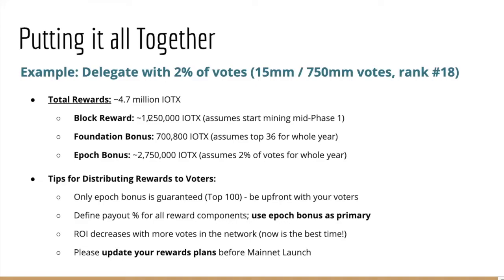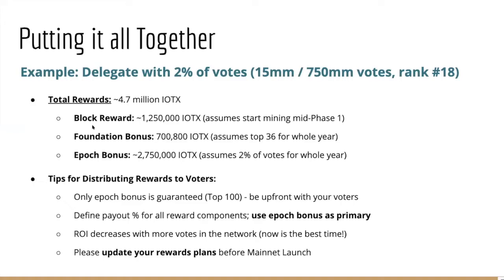So, just assuming that you miss 1/8 of all the blocks in the first year, you would get 1.25 million for block rewards. Maintaining top 36 would get you 700,800 IoTeX, assuming you're top 36 for the whole year. And finally, the epic bonus would amount to around 2.75 million IoTeX, assuming that you maintain 2% of the votes for the whole year. So, we encourage everyone to think about their scenarios, especially when you're paying out rewards.